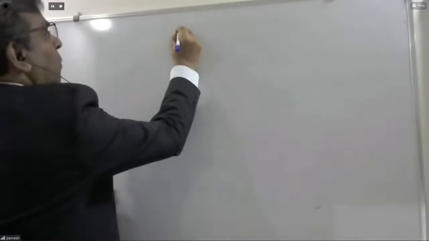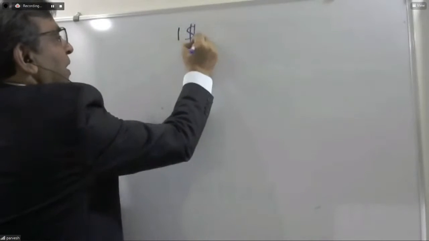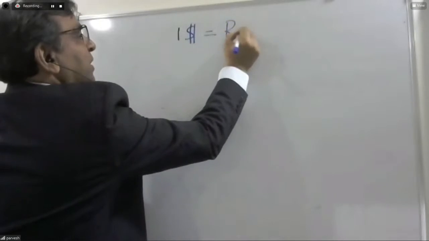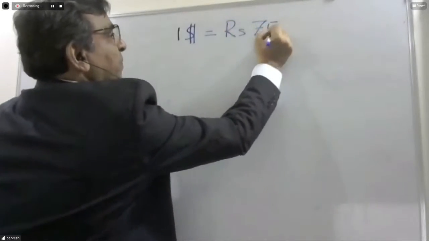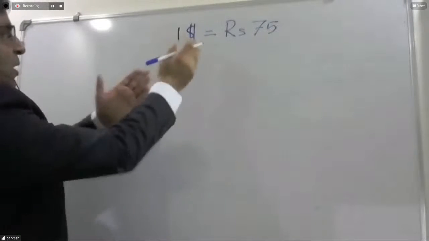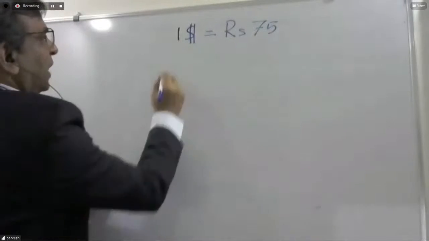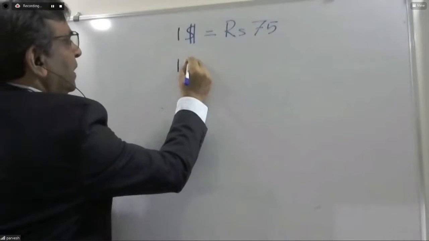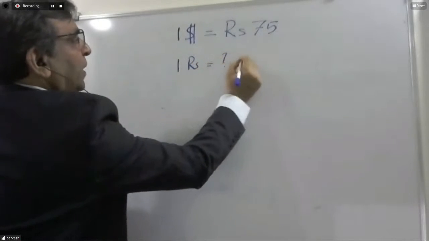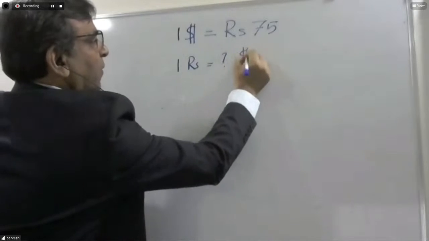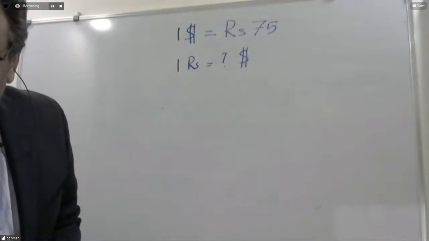So $1 is equal to 75 rupees. Okay, fine. So this is a direct quote of India. Okay, so we want to convert it as an indirect quote. So that means we want to write 1 rupee is equal to how many dollars? Fine. So can you do it?